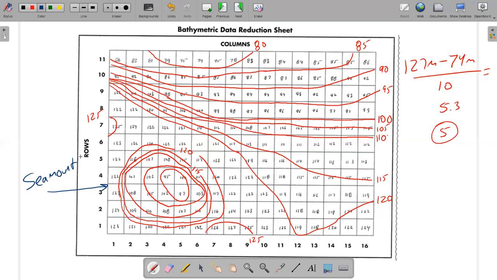Other questions? Okay. The second one, it has a big 2 at the top. Let's see. Yeah, it's in the upper right hand corner.